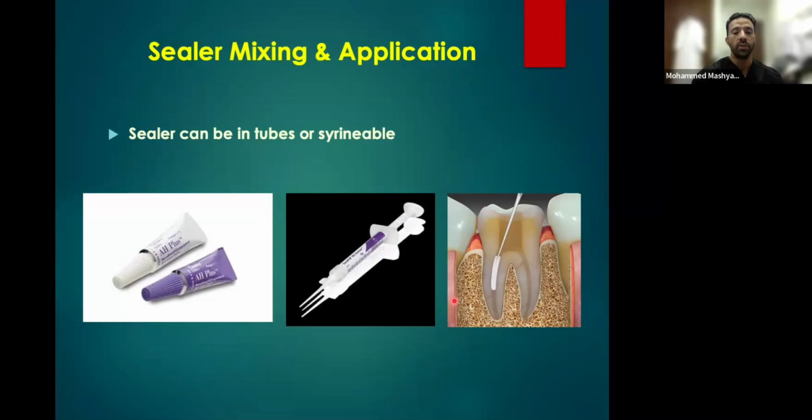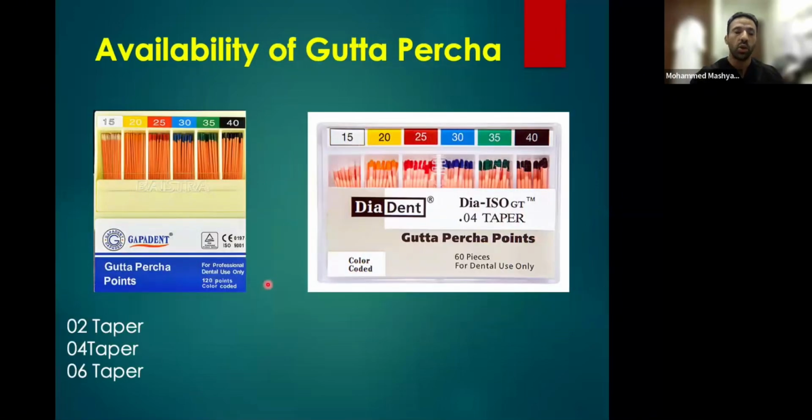The gutta percha is very important to know what you have. It's always better, whatever file system you have, to have the matching gutta percha. And you need to be aware of the taper: 02 taper, 04, 06. This is 02 taper, the original one that we know, and the one we use for lateral condensation. Here, the 04 taper, as written here, fits your file. If your file is 04 taper, use 04 taper. And there is 06 as well.